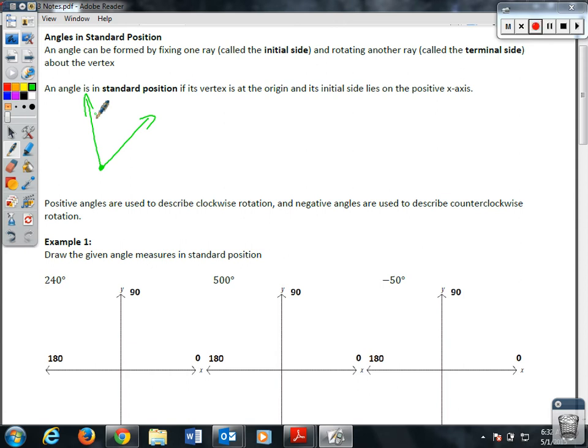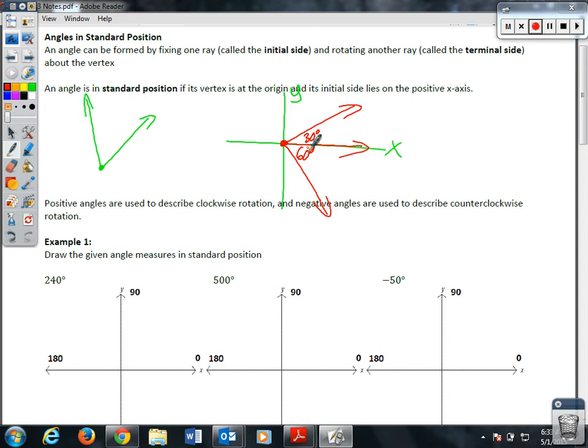We have standard position of an angle, which just means that if we're on a coordinate plane, so we have our xy plane, the vertex is at the origin, and the initial side lies on the x-axis. When we measure angles, we're going to be measuring angles either above or below that initial side. So we might have the terminal side coming up like this, making a 30-degree angle, or we could have the terminal side coming down like this, making maybe a 60-degree angle.